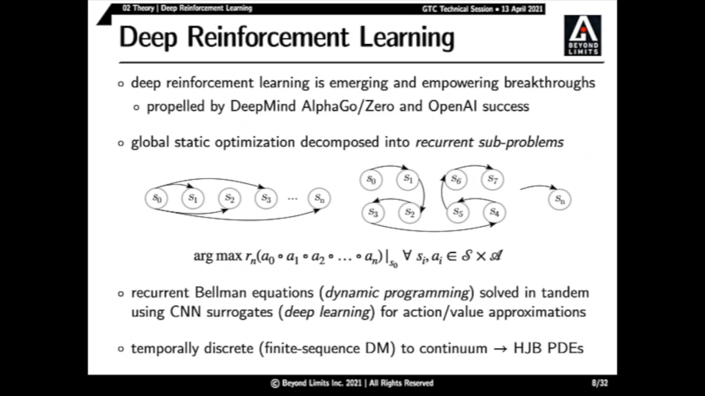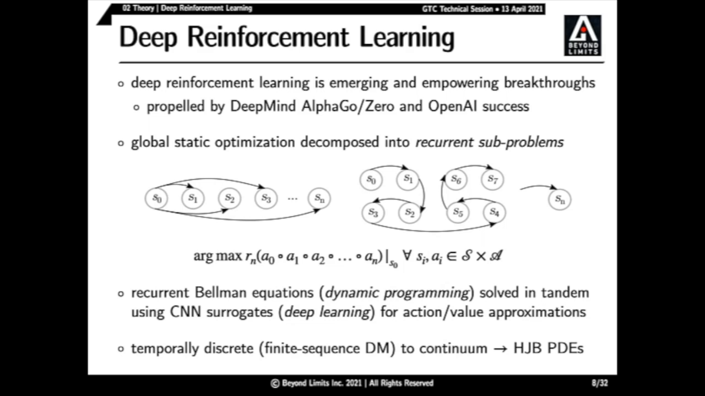But first, I would like to begin with a short introduction to DRL itself. Now, deep reinforcement learning is an emerging field, and this has empowered breakthroughs in a number of different industries, including the games of Go and chess, and also in the biomedical industry with figuring out different methods of protein folding. Now, reinforcement learning itself is a method of dynamic programming, whereby a global optimization problem is sequentially decomposed into recurrent subproblems. Now, the important point is that these subproblems are much easier to solve than the original global problem itself.